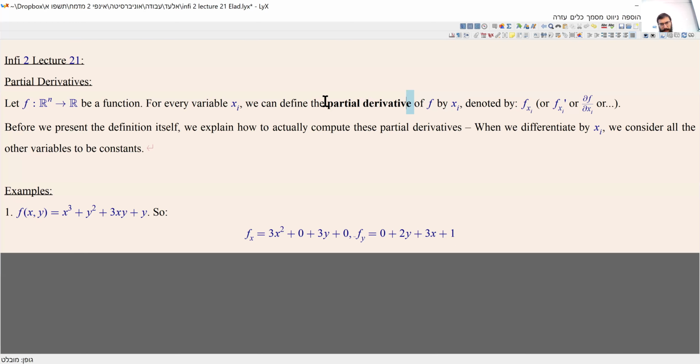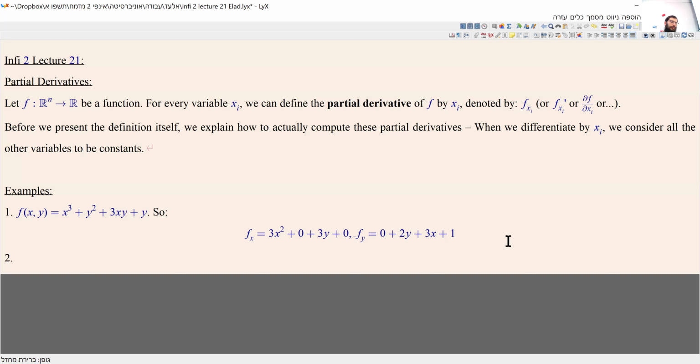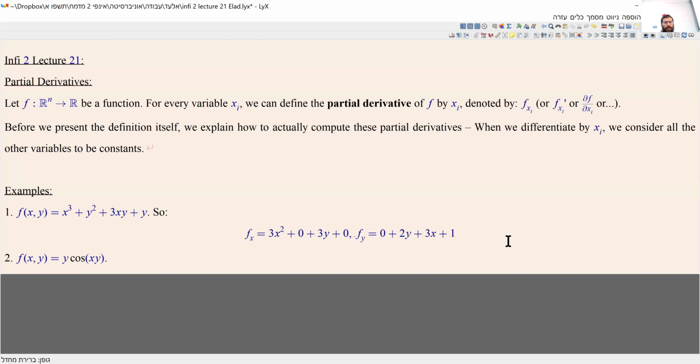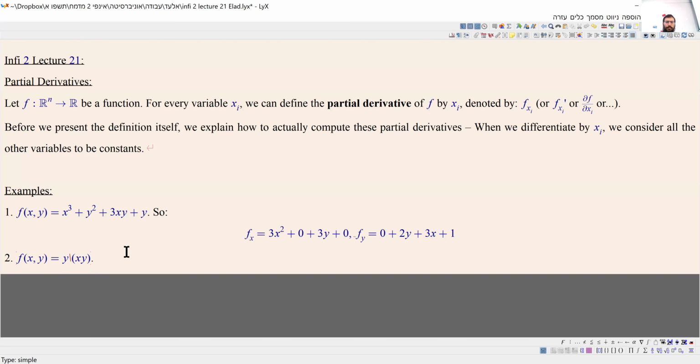We will see the definition of partial derivative using limits in our lecture, and then we can understand why we consider the others to be constant. But right now, I want to write down more examples for the computing itself, finding the derivative itself. Let's go for one more tricky, but not very tricky, example: y multiplied by cosine of xy. That's good enough.